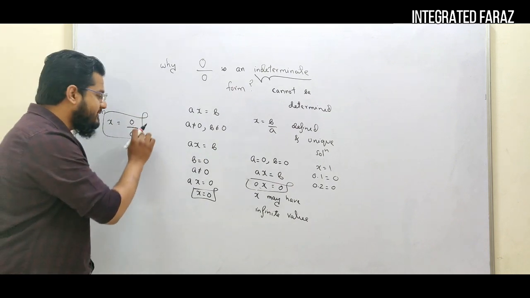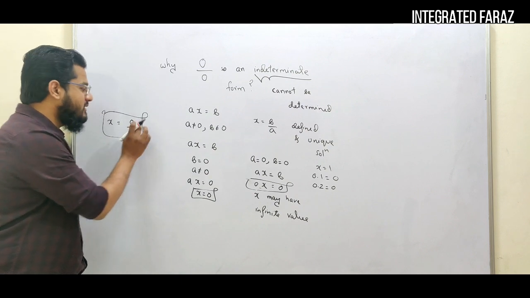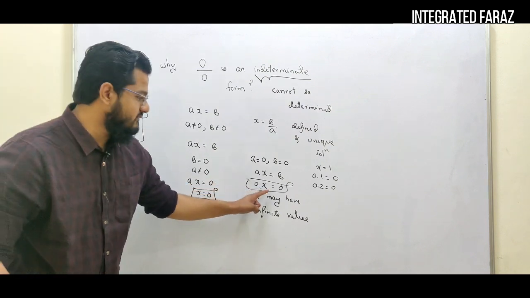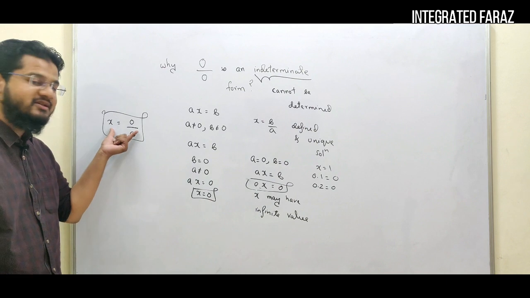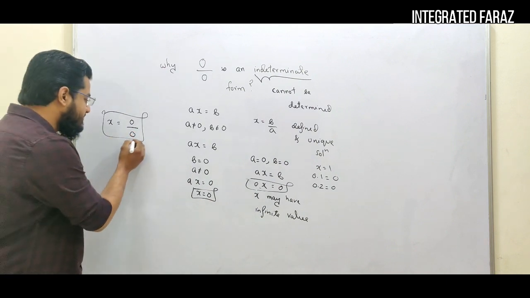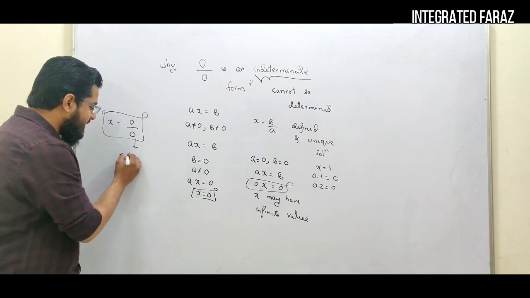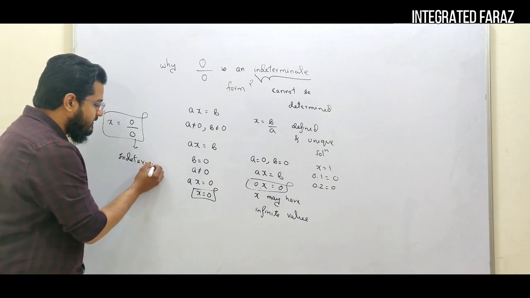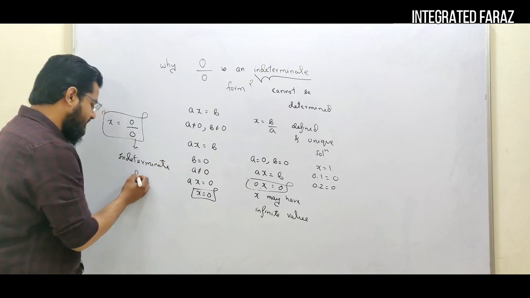You cannot determine the value of this term, because from this equation we understand that it does not have any fixed value and it may have infinite values. So that's why 0 by 0 is an indeterminate form.